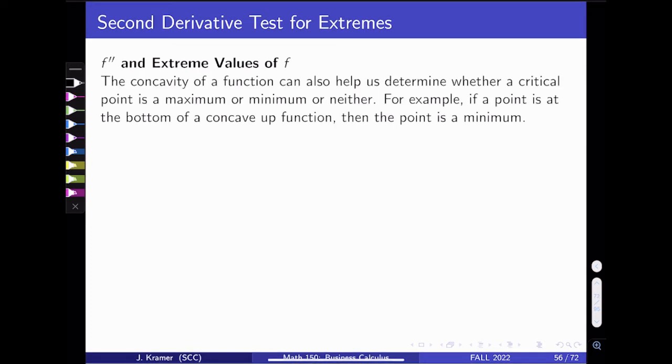The concavity of a function can also help us determine whether a critical point is a maximum or a minimum or neither. In section 2.6, we defined concave up and concave down, so you may want to review that video. For example, if a point is at the bottom of a concave up function, then the point is a minimum.